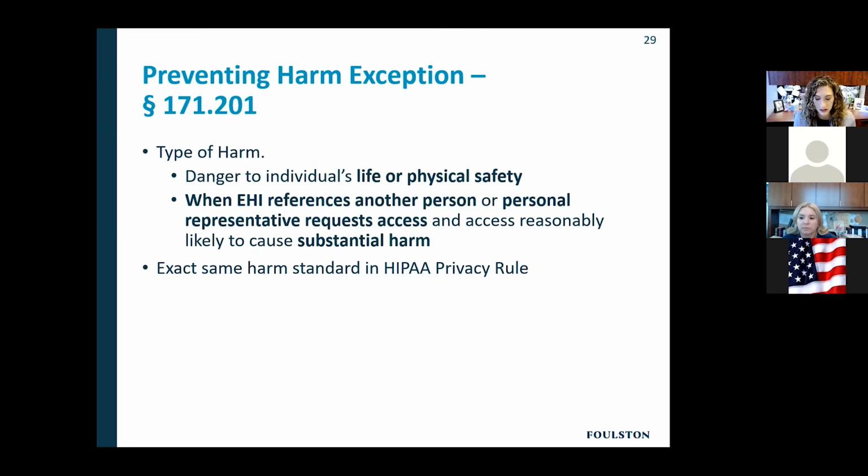Amanda, if you just back up just a second. An example related to that second bullet, with the EHI referencing another person or personal representative, could be a situation where maybe child abuse is suspected. The child has made certain disclosures to their healthcare provider, and the healthcare provider documents it in the record. Now the parent is requesting a copy of those records. To me, that example illustrates what they're getting at with respect to this preventing harm exception. Would you agree? I would. Yep, that's exactly what they are getting at there.